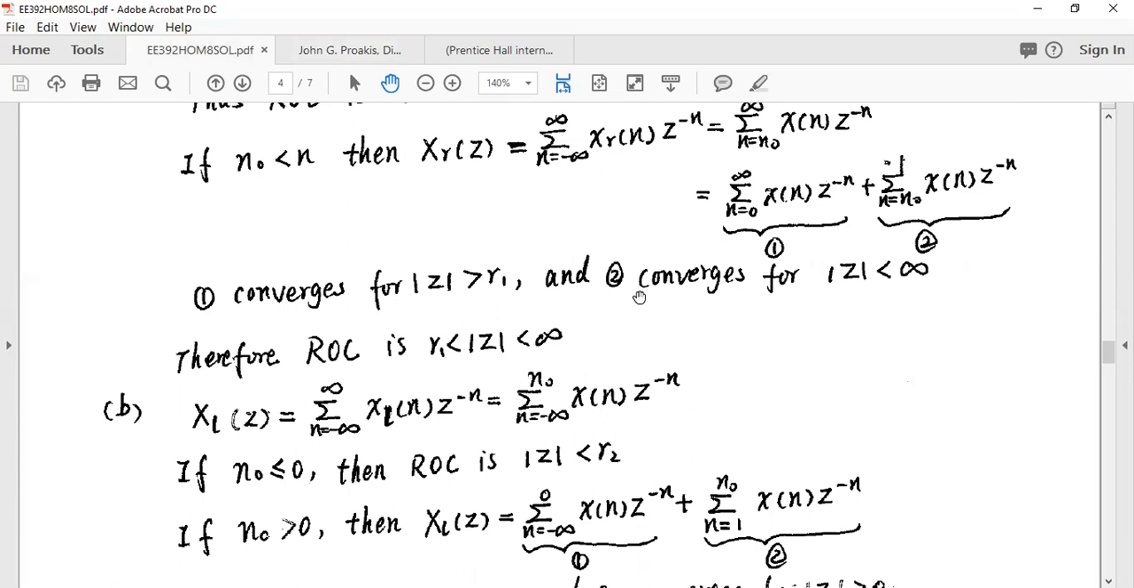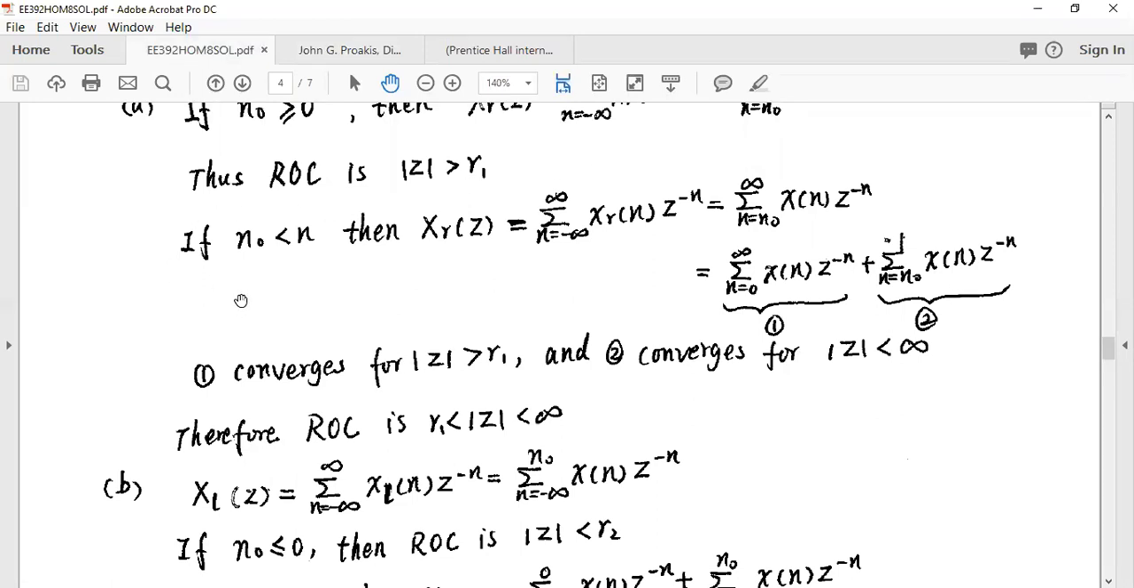So combining these two, the overall region of convergence for this whole term will be R1 is less than absolute of z, based on this particular term, and absolute of z is less than infinity. So this becomes my region of convergence for this particular part.